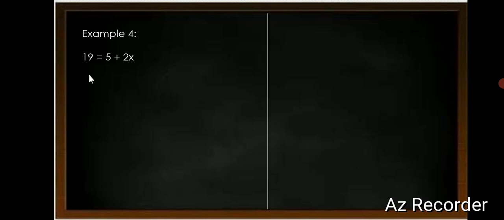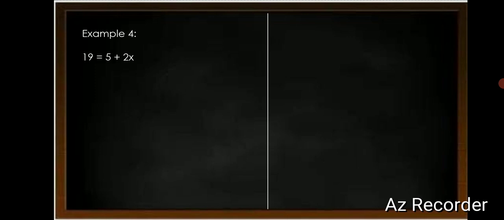Example 4. We have 19 equals 5 plus 2x. We've already established that it's always preferable we keep the variable which we are solving for on the left-hand side and keep all the constants on the right-hand side. So the first thing I would do in this case, I will just flip the equation around.